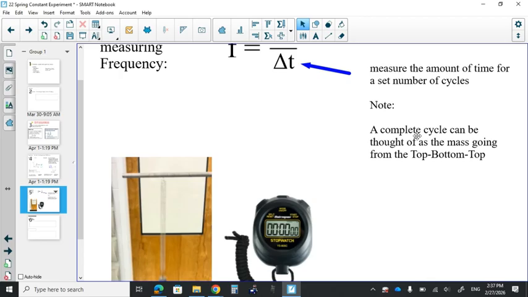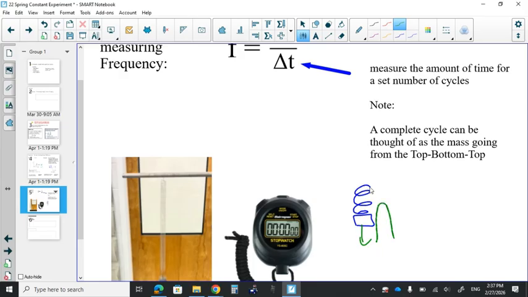So let's say, well, I'm going to point out here that a complete cycle is probably easiest to think of as going from the top all the way to the bottom and then back to the top, right? So you'd have a cycle, really the spring kind of hangs at a certain spot, right? And you pull it down and then it bounces and goes all the way to the top, and so on. This is the simple harmonic motion, right?